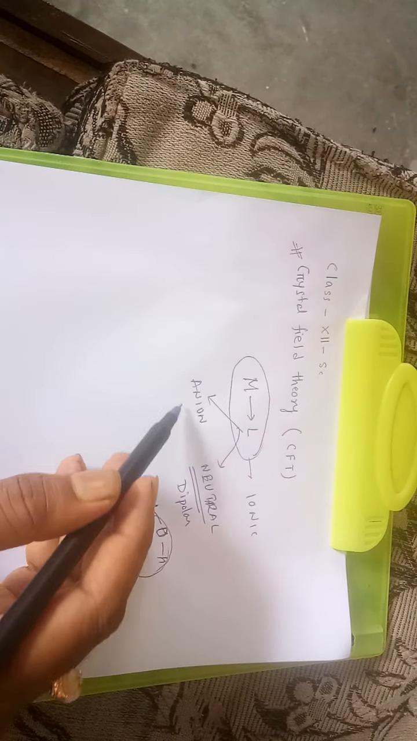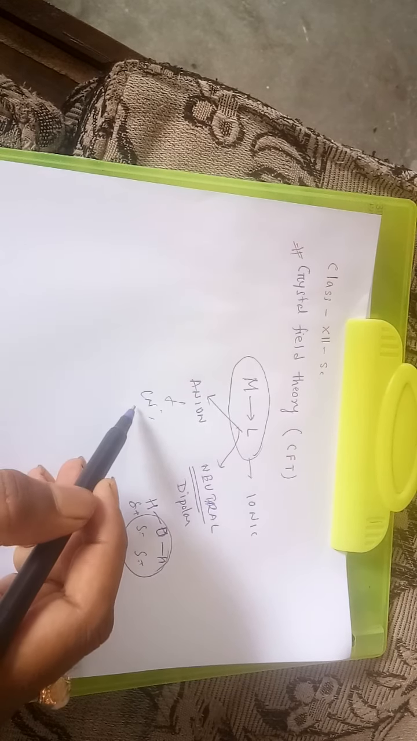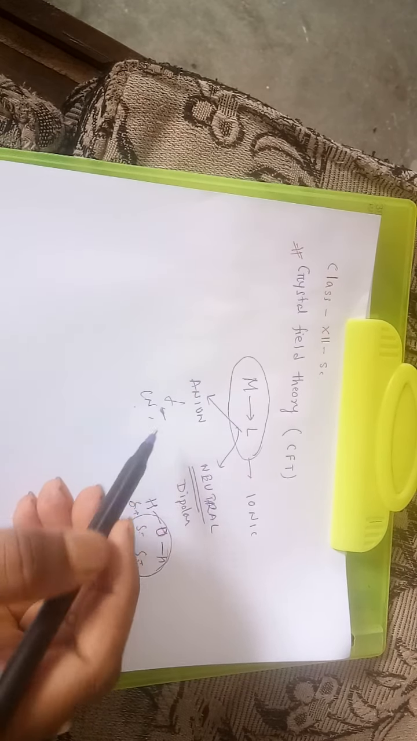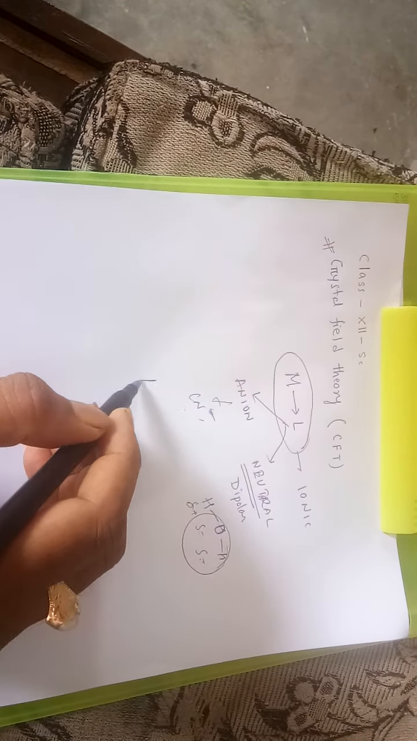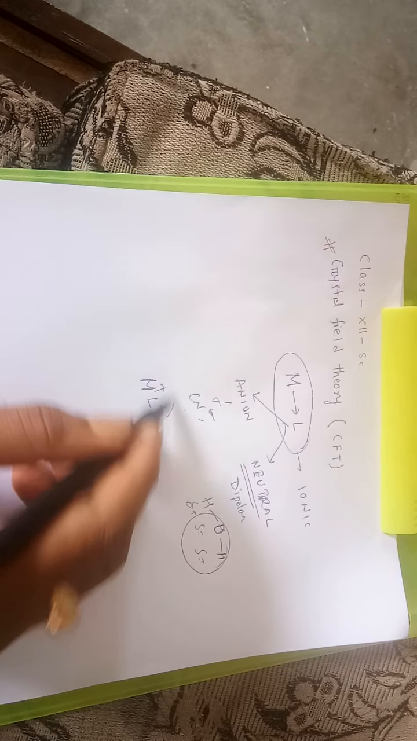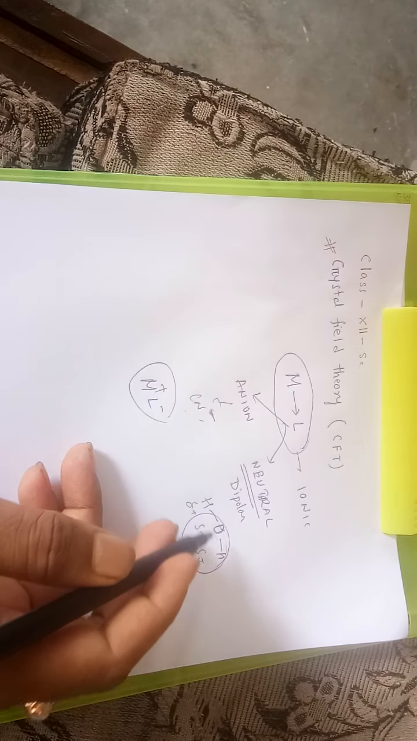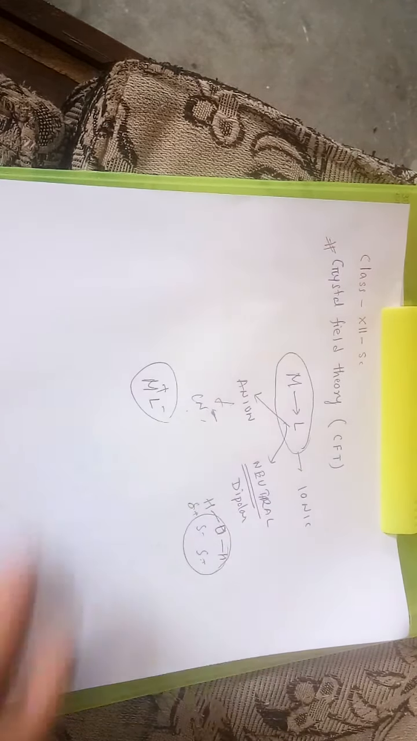And anionic ligands are there. We have CN negative. This is an anionic ligand. So when the metal-ligand bond takes place, the bond is truly ionic. Or if it is a neutral molecule, there is plus-minus sharing of some charges.